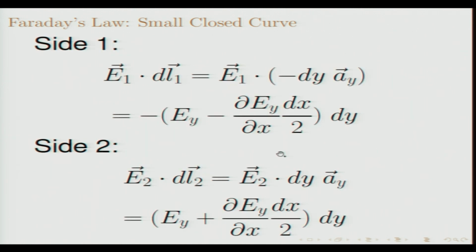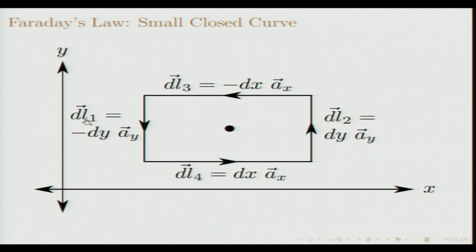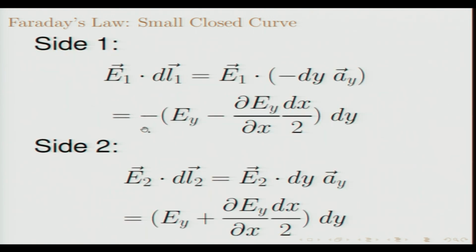So, what you have here now is, if I want to take out E dot dl over the first side, we will assume that this is an elemental length dl, and if you do it on the first side, you will find that you get E1 dot minus dy into ay. If you go to the previous slide, let us just go there. On side 1, let us say the electric field here is E1. So, E1 dot dl will turn out to be E1 dot minus dy into ay.